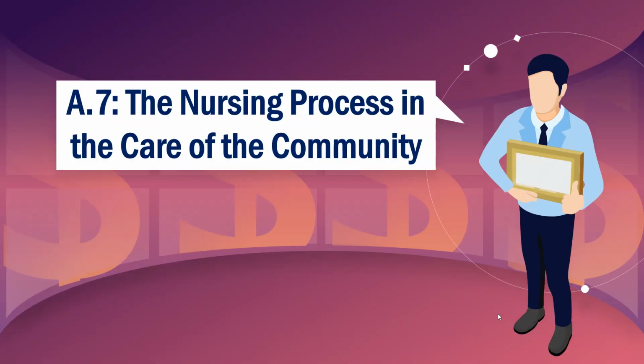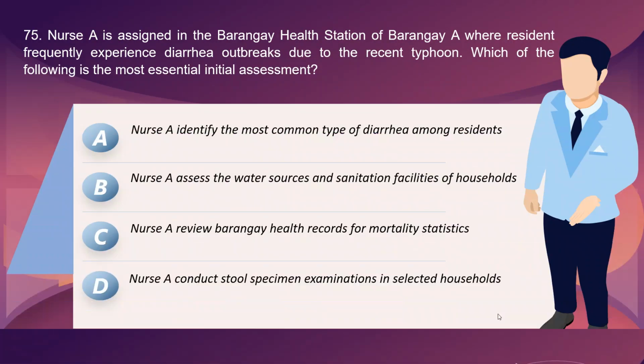Let's proceed now to ACE 8.7, that is nursing process in the care of community. And we have 13 questions for this. Let's begin with question number 75. This is until 83.